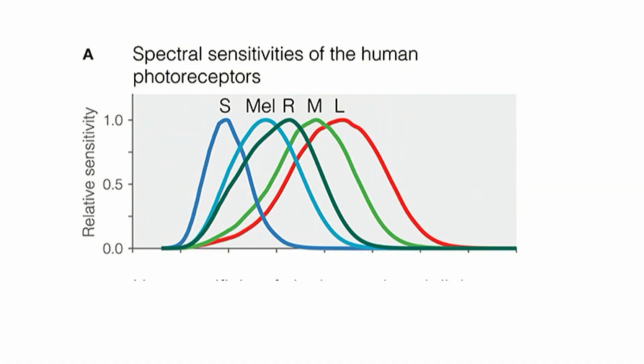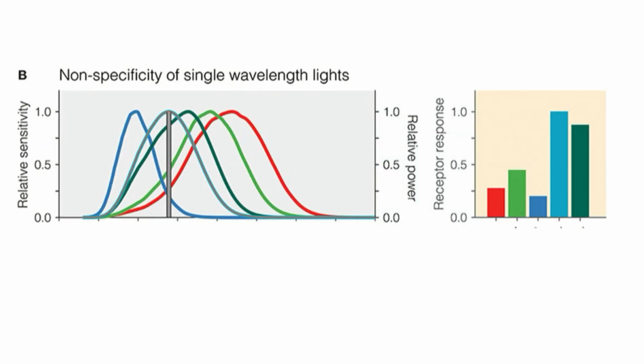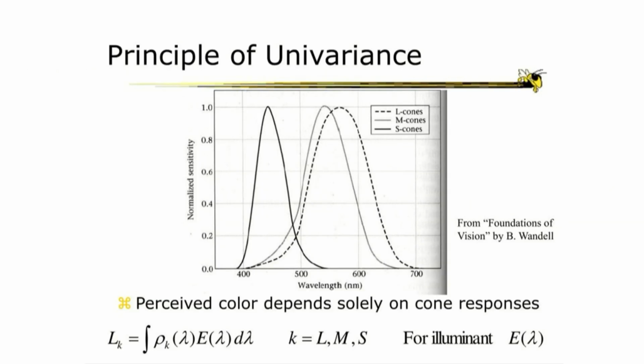Univariance is the principle that the response of a single photoreceptor is determined by the number of photons it absorbs, irrespective of the photon's wavelength. This means that a single type of photoreceptor cannot independently encode information about both the intensity and the wavelength of light. Instead, it can only signal the overall rate of photon absorption.